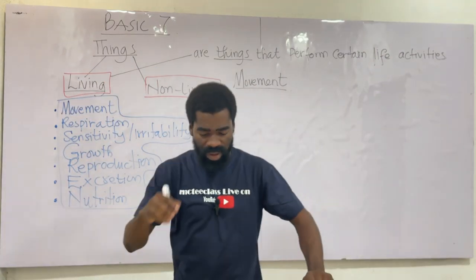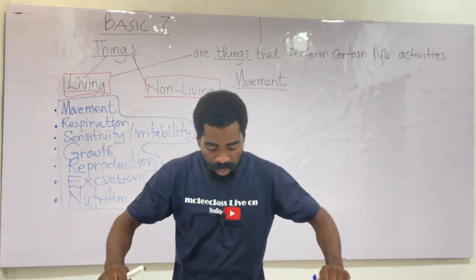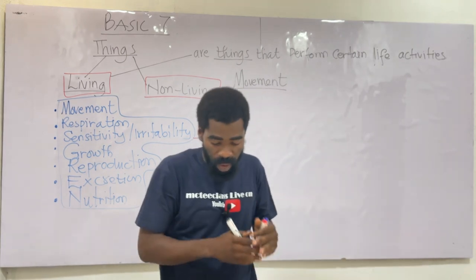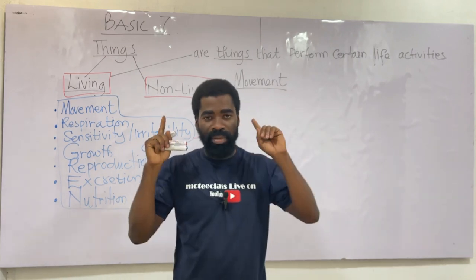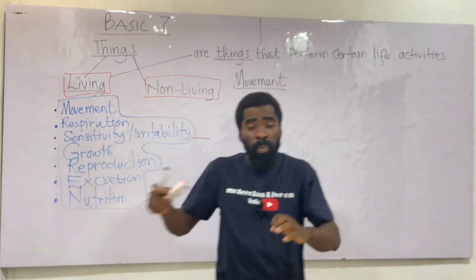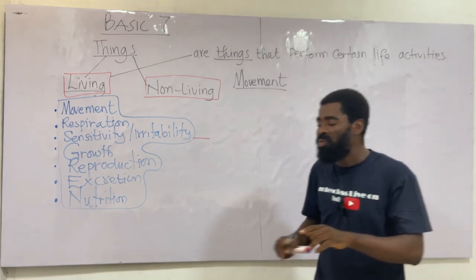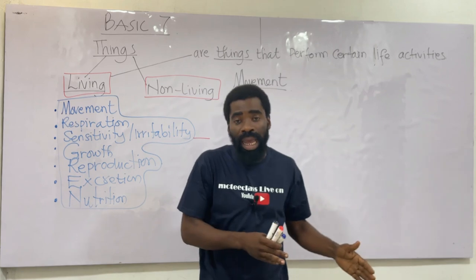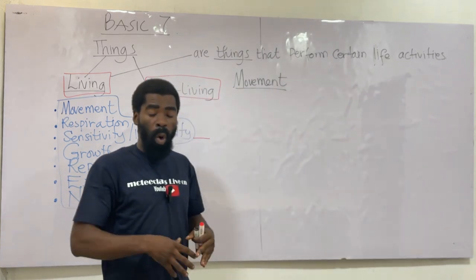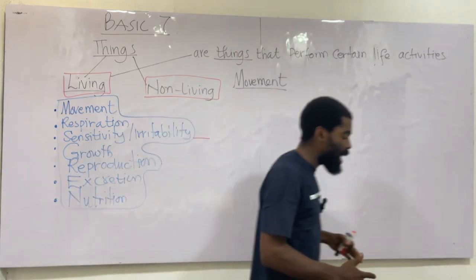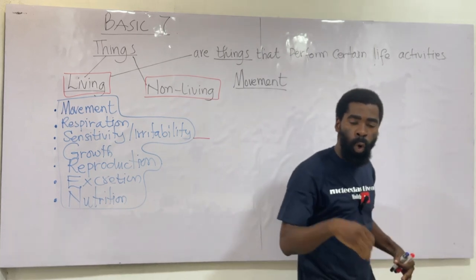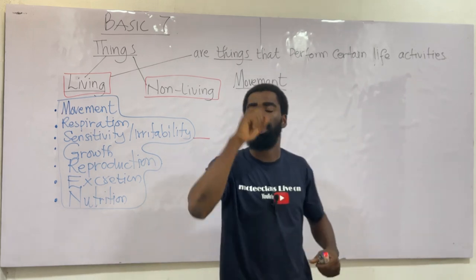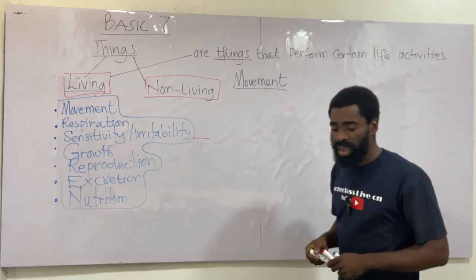Now let's go to the note and read this. Movement is the process by which living things move part of their body or the whole body from one place to another. When an organism is able to move the whole body from one place to another, it's referred to as locomotion. Say it after me: locomotion.